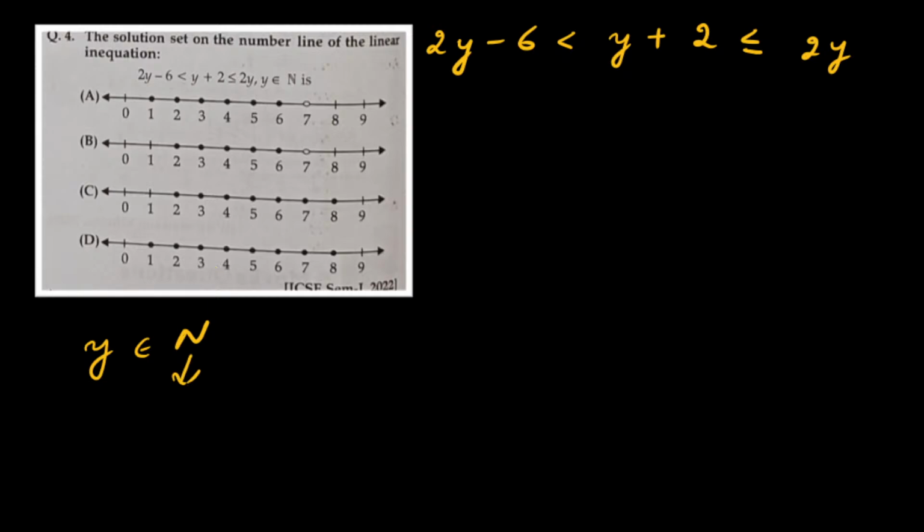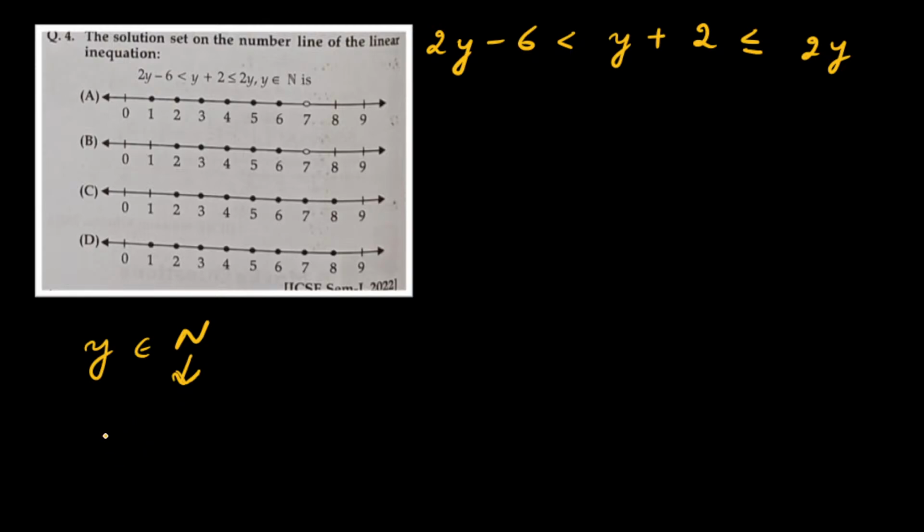Okay, then we are good to do the next question. The solution set on the number line of the linear inequation: 2y minus 6 less than y plus 2 less than equals to 2y. Again, here y belongs to natural numbers. That means our solution should be taken from the set of natural numbers.